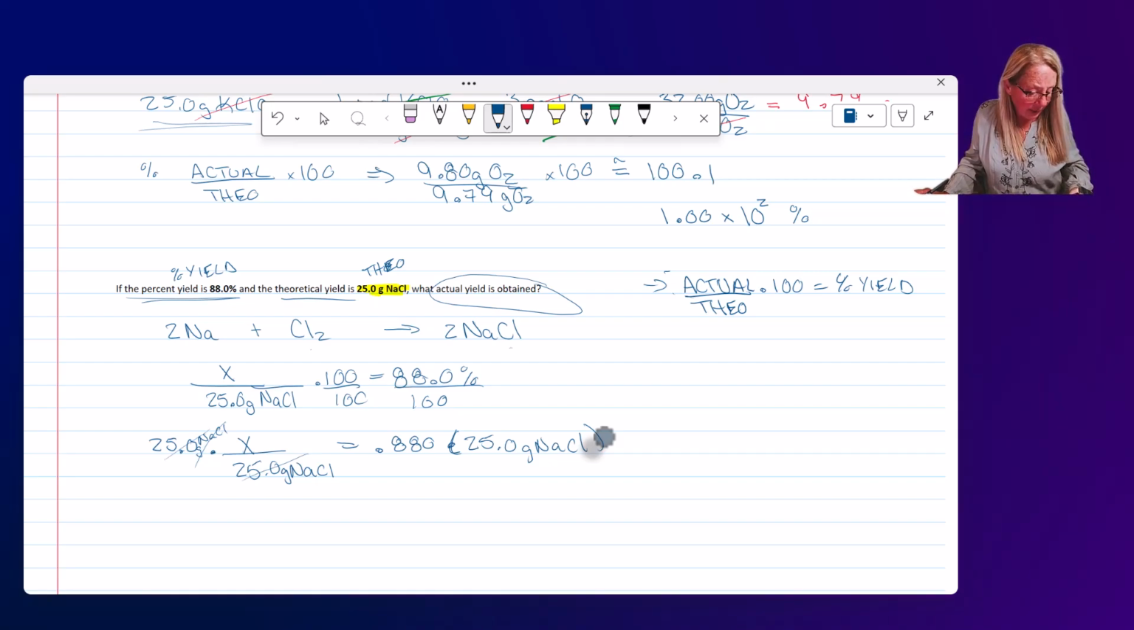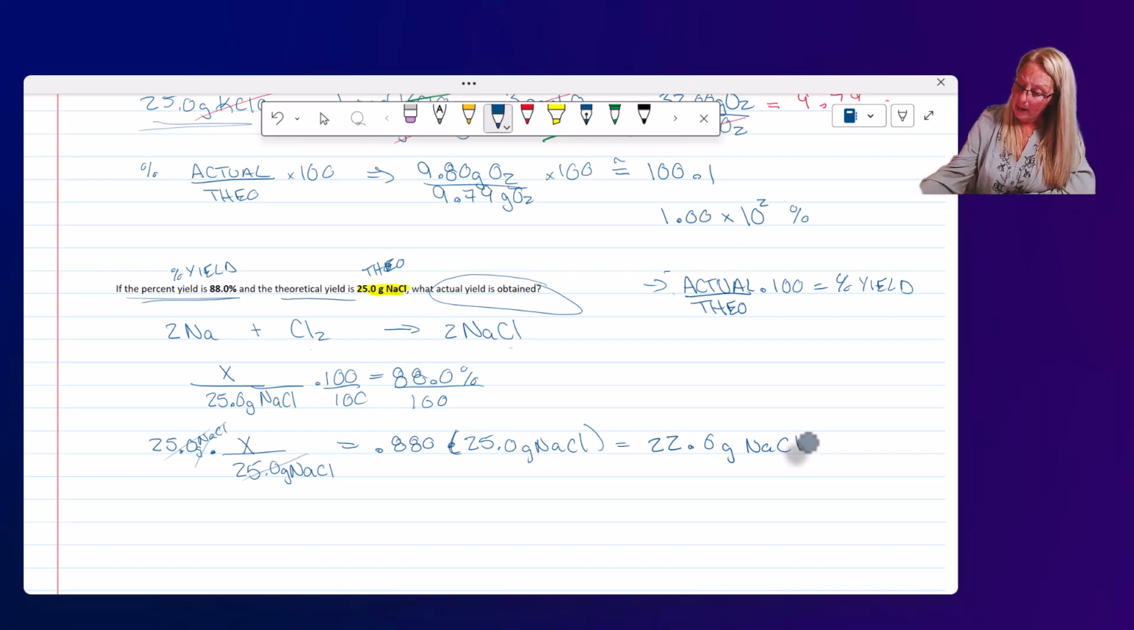So my calculator is trying to not survive the rest of this year. It's very sad. Times 25, 22.0 grams NaCl. That is going to be my actual. There you go.